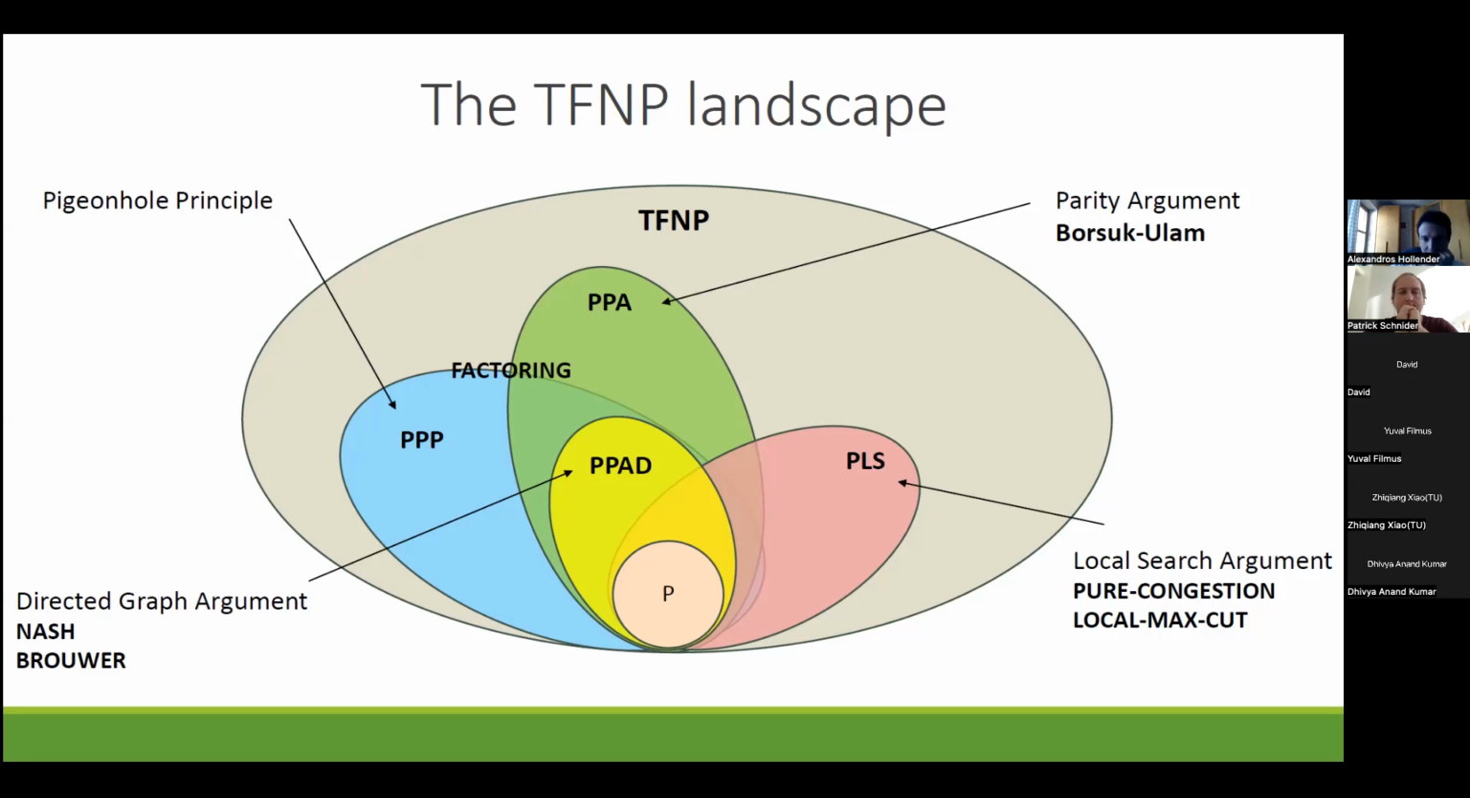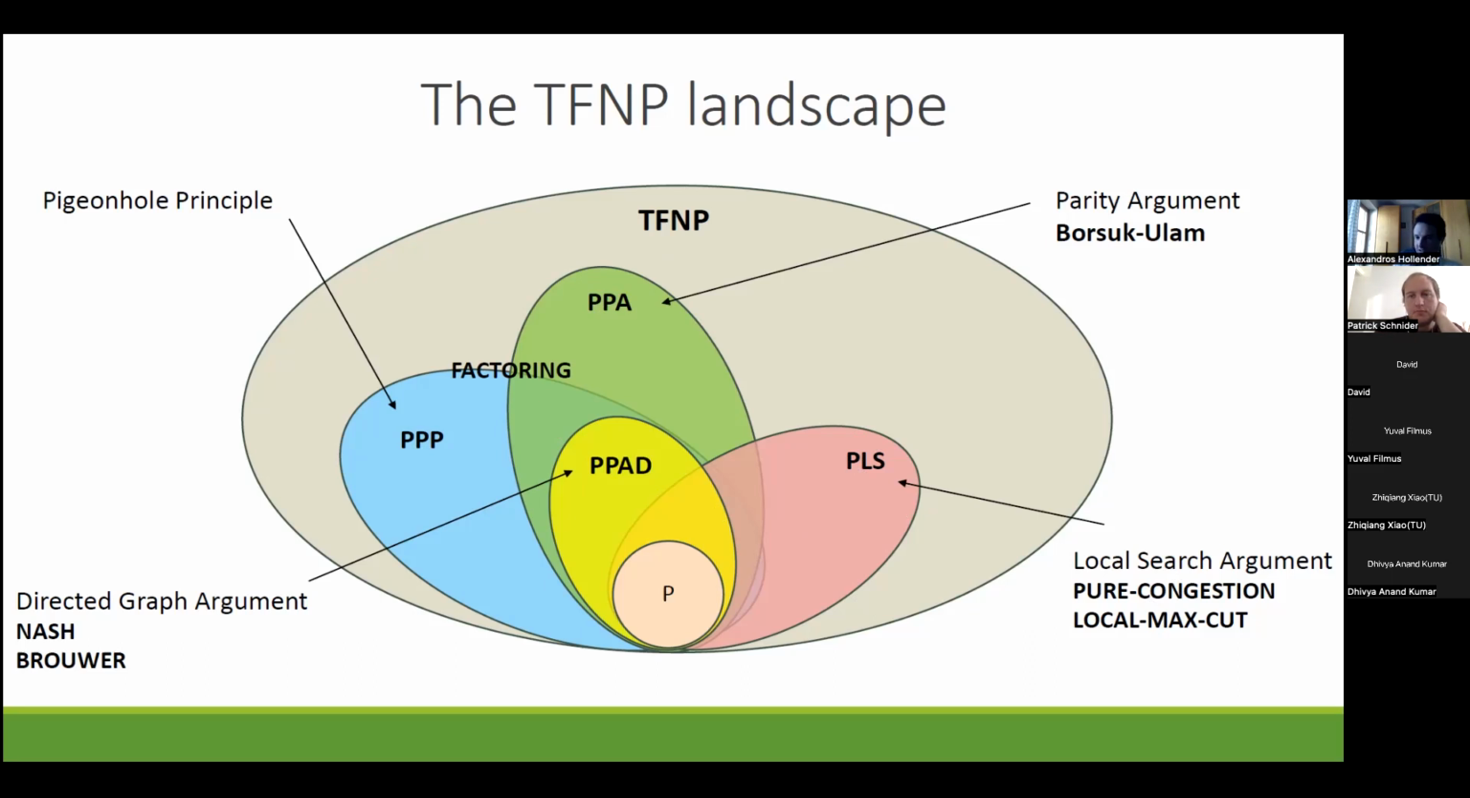So given this landscape of classes, what you do then is, given some problem in TFNP that you care about, for example, the Nash problem, you try to find out where exactly it fits in this picture. So you try to show that it lies in some of these classes, and then you try to show that it's complete for that class. For example, you prove that Nash lies in PPAD, and then you prove that it's also PPAD-hard, and then you have exactly classified the complexity of the problem as being PPAD-complete, and similarly for other problems that end up being PLS-complete or PPA-complete.